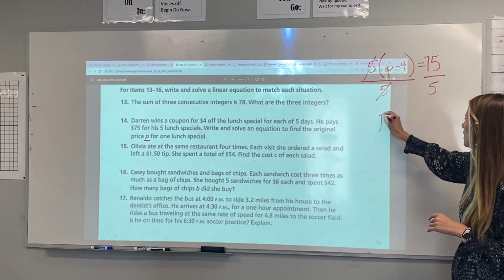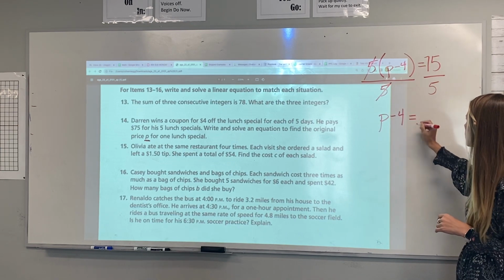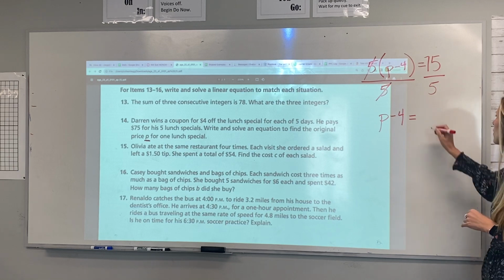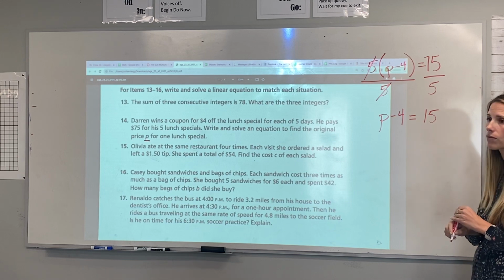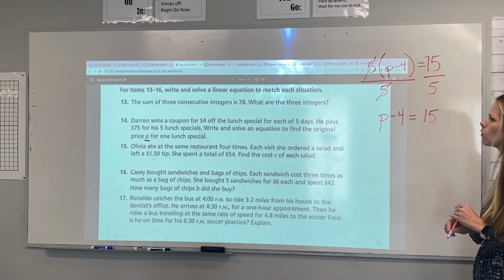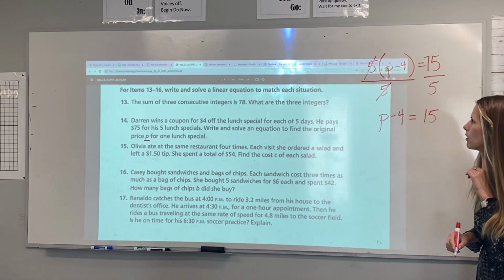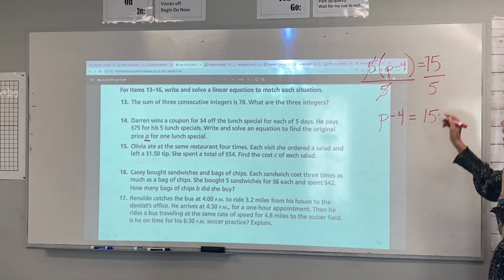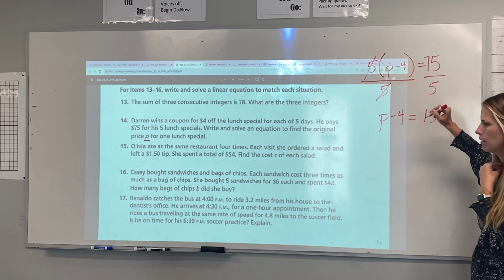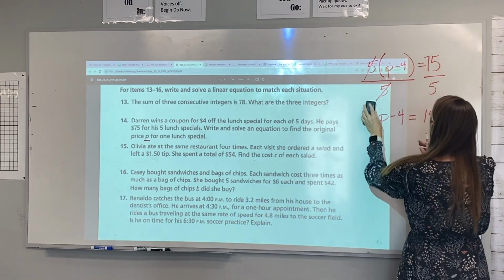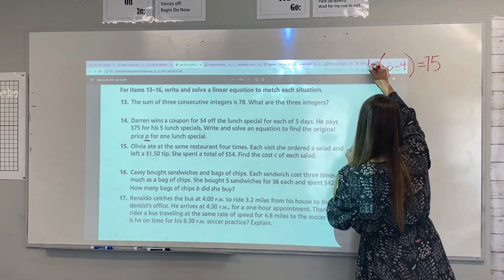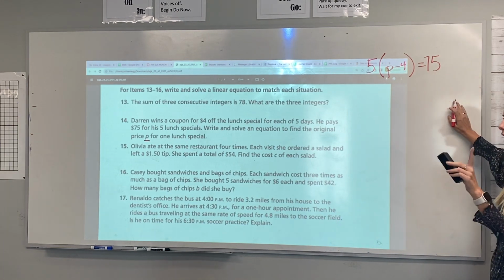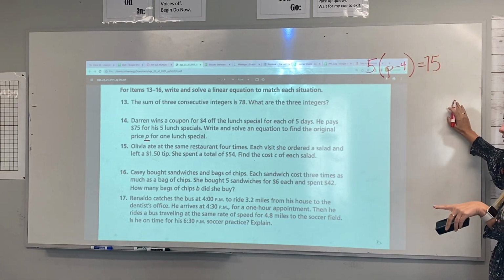And then we have p minus 4 equals 15. Now what do we do? Why did you divide 15 and 5? We didn't have a 15 up here. We had a 75. Here, I'm gonna back up and write it over, okay? Here's our equation. Ask your question again. Why didn't we divide 15 and 5?